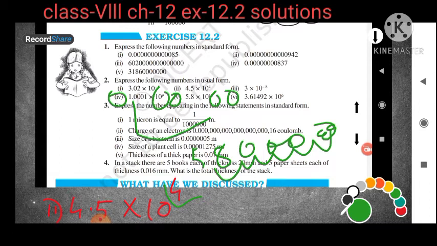Now question 3, come to question number 3. So let me erase all this.